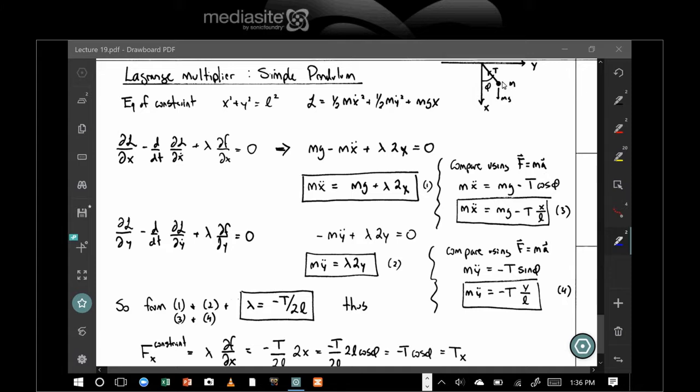Now that constraining force leads to an equation of constraint, and that equation of constraint is just the fact that the mass moves along a circle of radius L, the length of the string. Sorry about that. This is my equation of constraint right here.